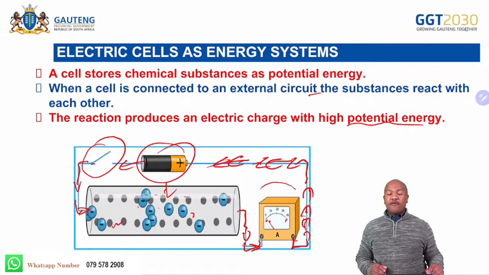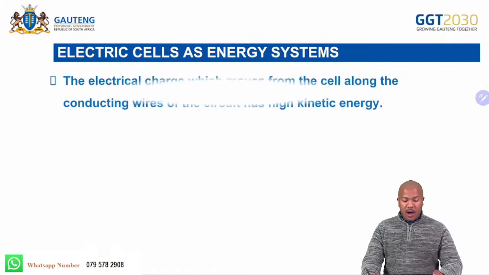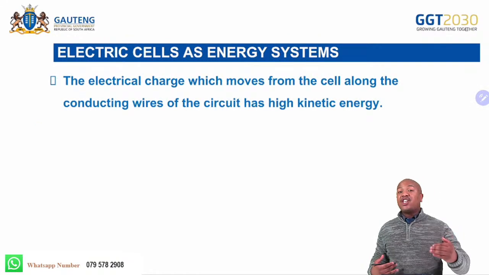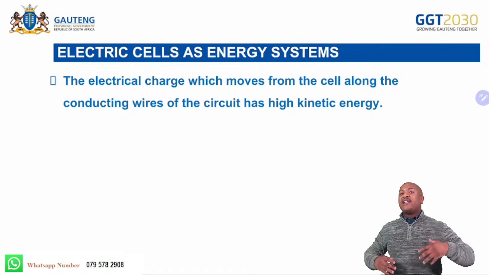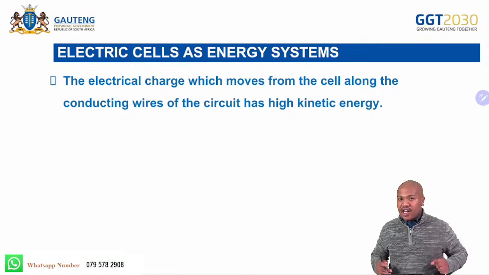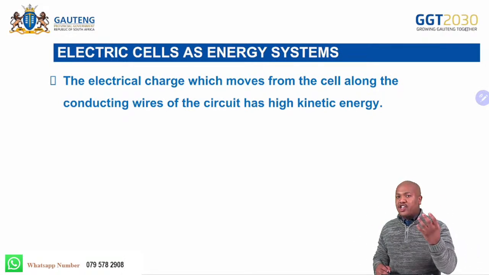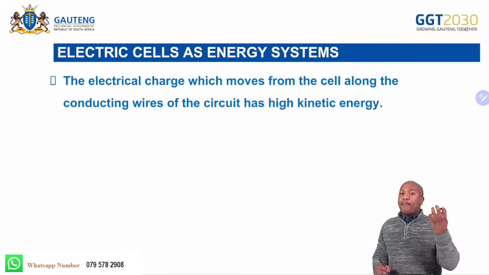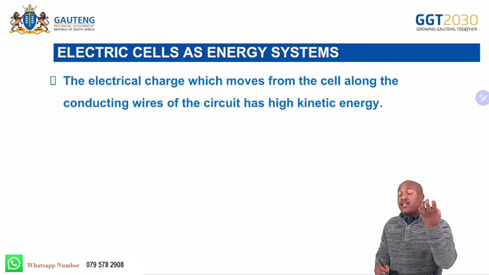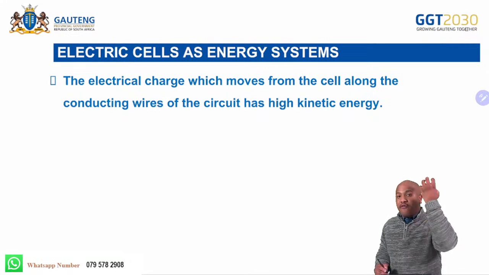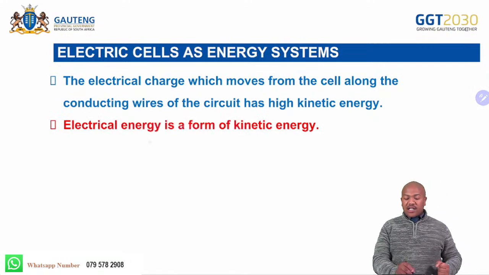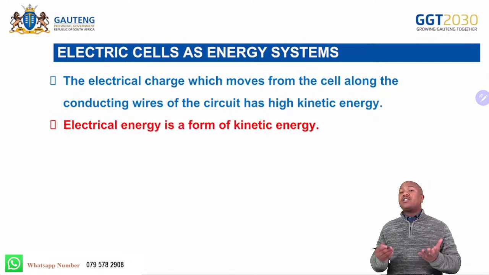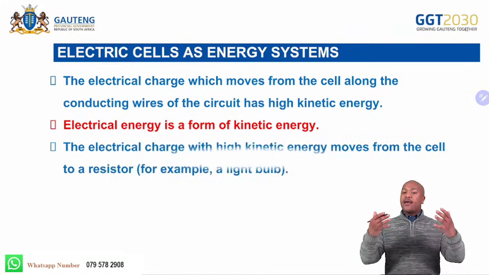Moving on. We said that the electrical charge which moves from the cell along conducting wires has kinetic energy. It has high kinetic energy, high movement energy. This is because of the high potential energy it receives from the source of electricity, which is our cell. So electrical energy is a form of kinetic energy, because it is moving.